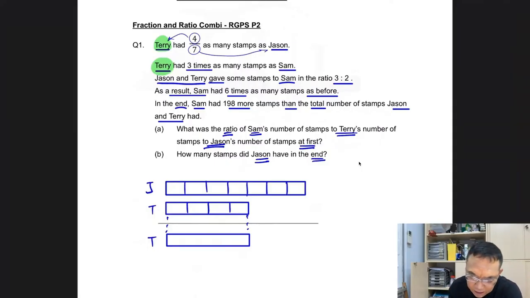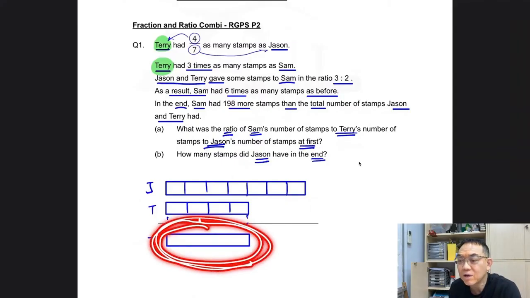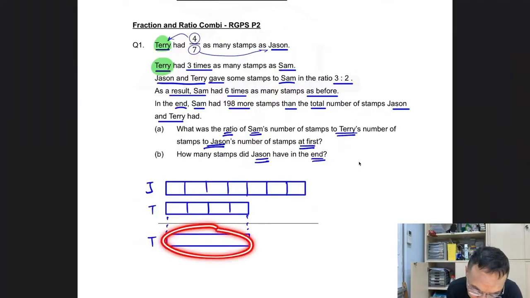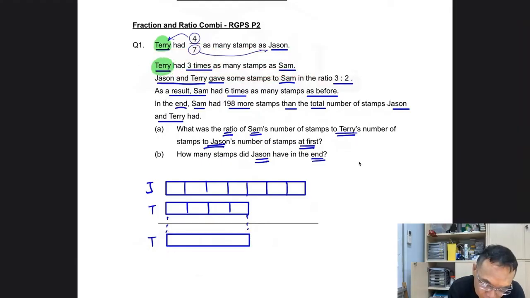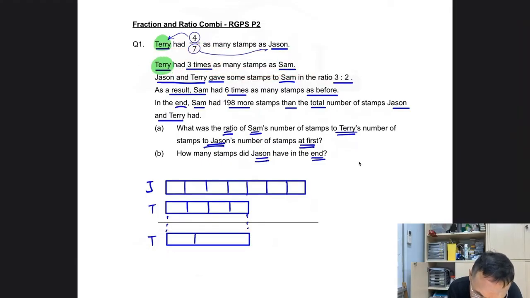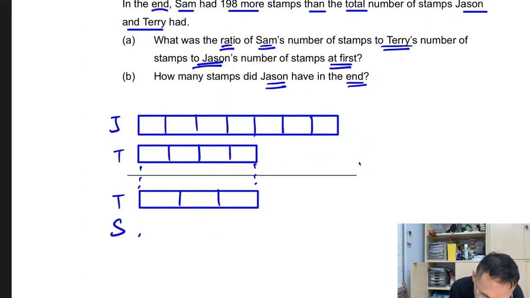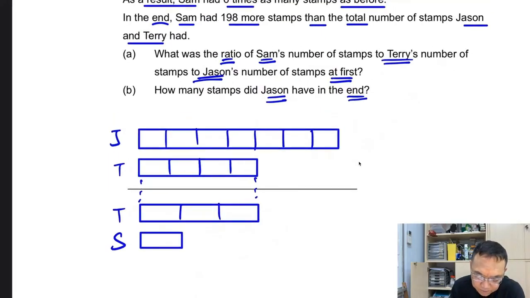Now, next, how many boxes do I cut this into? I am comparing now to Sam. Very good. Yes. 3. It is 3 because now I'm using this sentence. Okay, Terry is 3 times. So this one is 3. And as a result, Sam is 1. Okay, now notice I didn't write the word units inside. There's a reason for that.